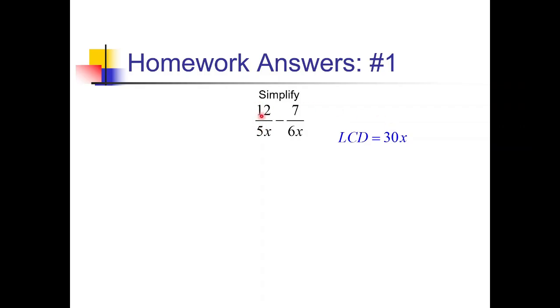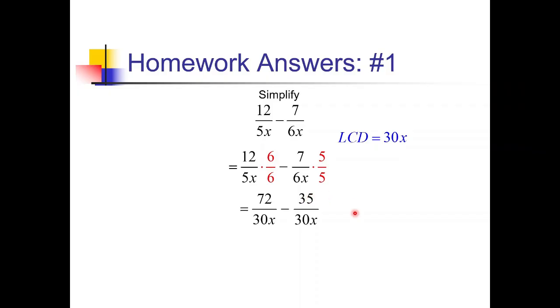So I have to multiply this first fraction by 6 over 6. That's my fancy form of 1, my foo-foo. And then for this next one, I need to multiply by 5 over 5 to get 30x in the denominator. So that's going to be 72 over 30x minus 35 over 30x. Subtracting my numerators, 72 minus 35 is going to be 37, and we'll still have that denominator of 30x. And these can't be reduced at all, so this one is done.